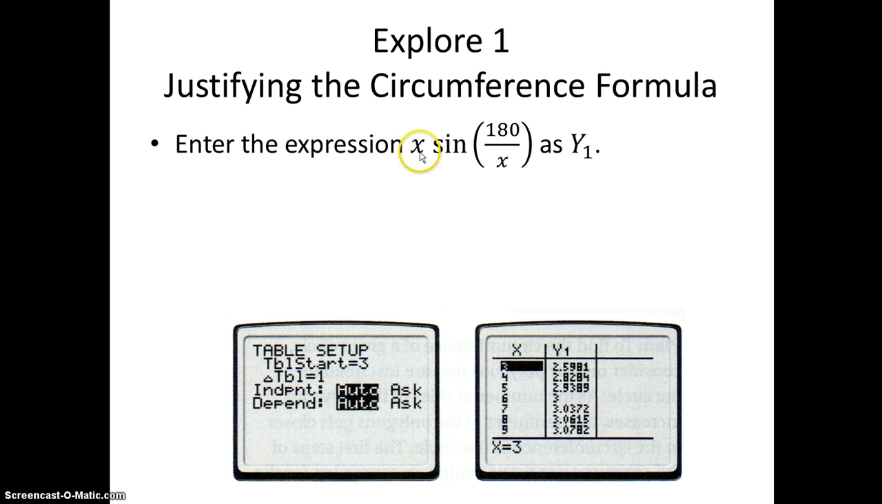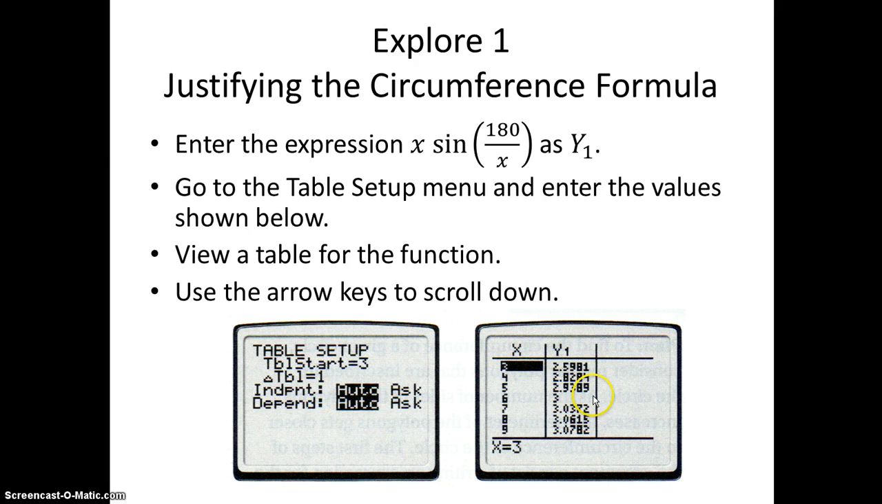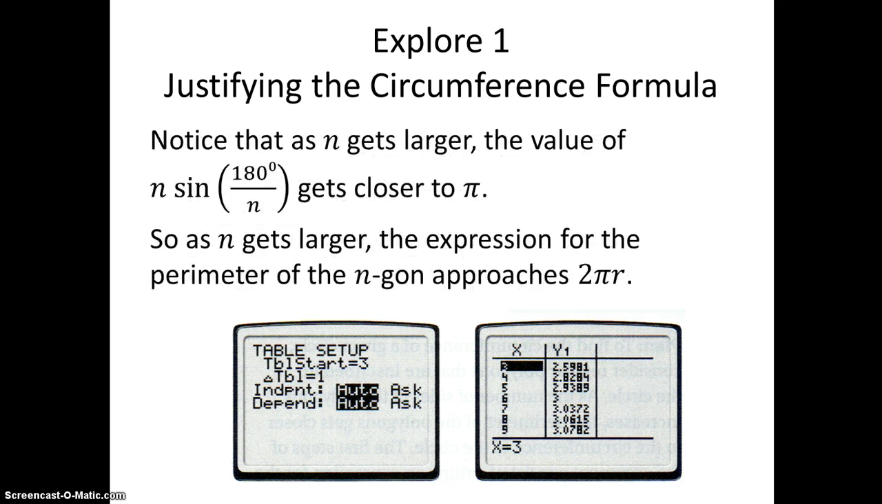You enter this expression as y1 into your graphing calculator. You go to the table setup menu and enter the values that are shown below here in the table setup menu. Then you can view a table for the function. And you can use the arrow keys to scroll down and see what happens as x gets bigger and bigger and bigger. You look at the value of y1, which is just the value of our expression here. And you'll notice that as n gets larger and larger, the value of this factor gets closer and closer to pi. So as n gets larger, the expression for the perimeter of the N-Gon approaches 2 times pi times r.